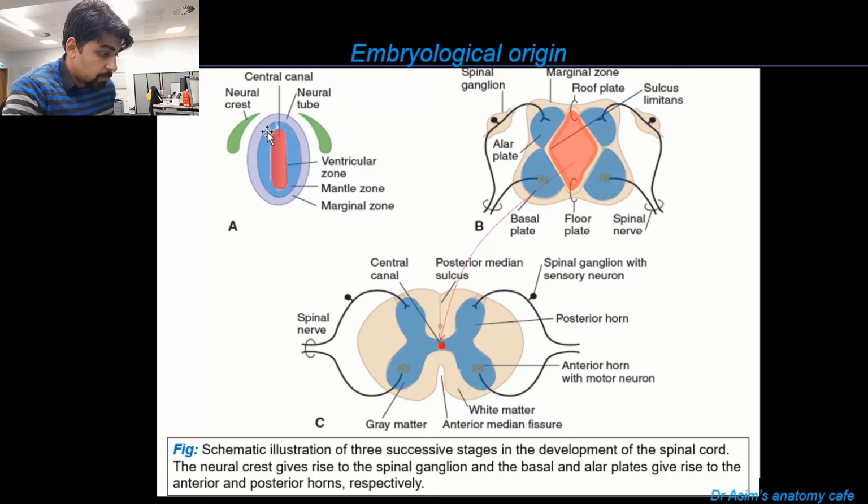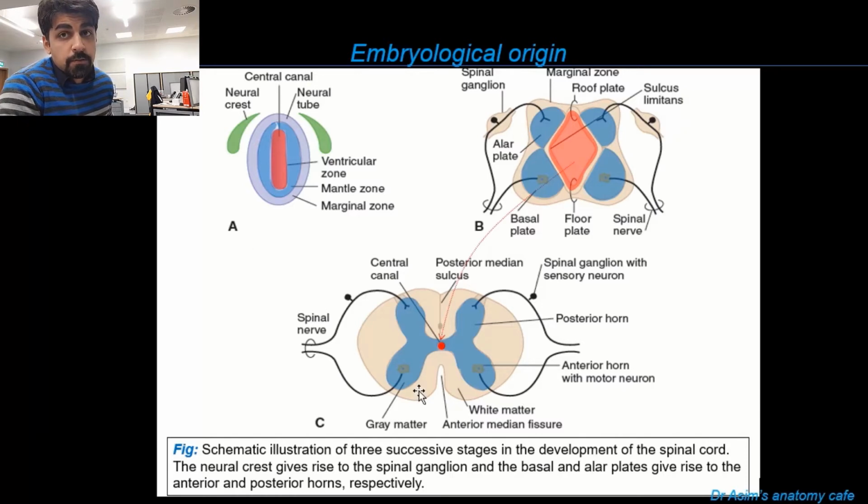The innermost layer of cells, which form the lining of the central canal, are referred to as the ventricular zone of cells. The outer layers of cells, shown in blue, constitute the mantle zone of cells, while the outermost layer of cells, shown in purple or kind of gray over here, constitute the marginal zone of cells. The central nervous system, which comprises the brain and the spinal cord, is going to form from these three different zones of cells.